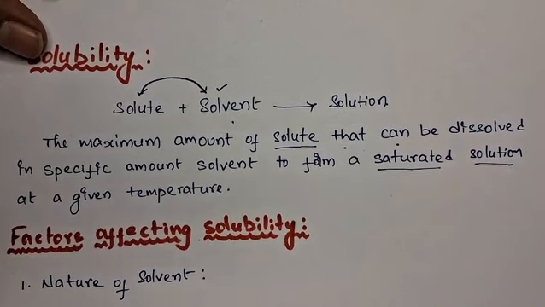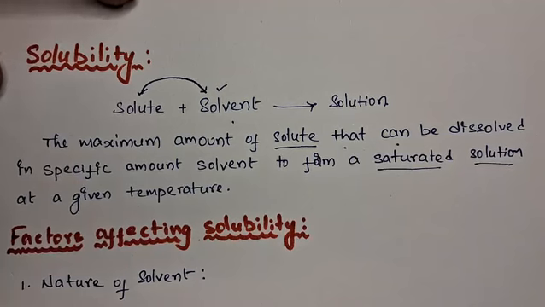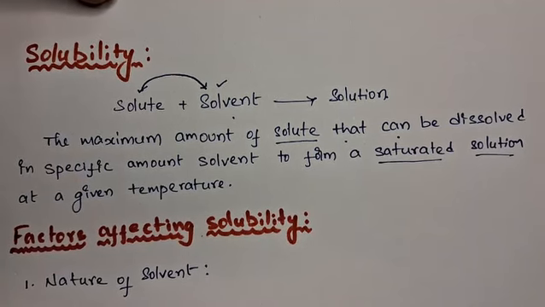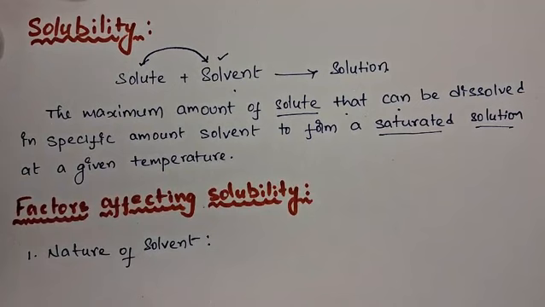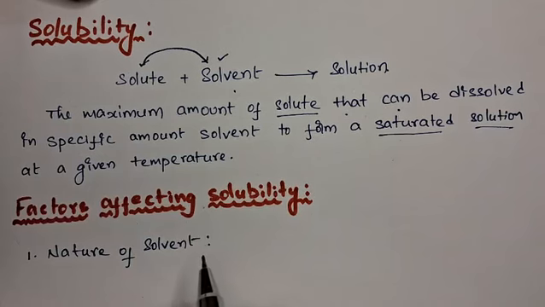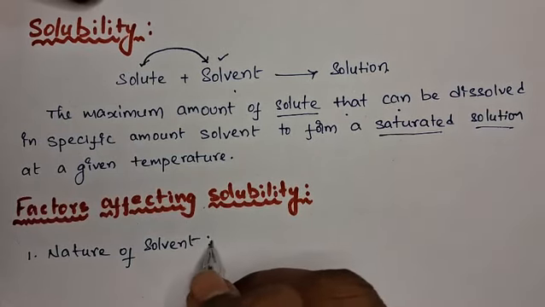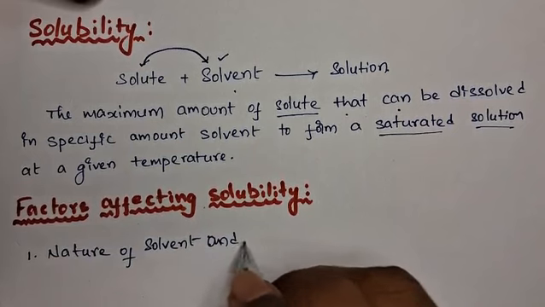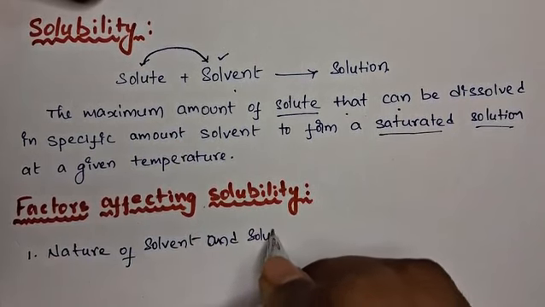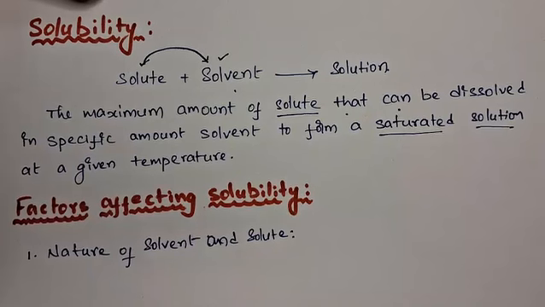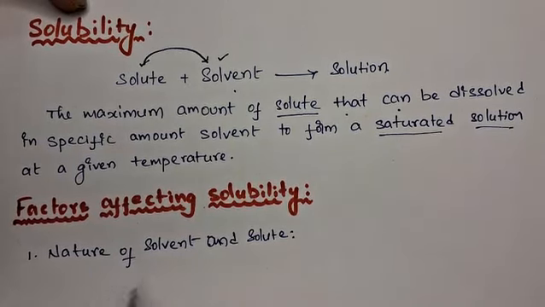So which factors are going to affect the solubility? The first affecting factor is the nature of solvent, and the nature of solute also we can take. Nature of solvent means solute and solvent.